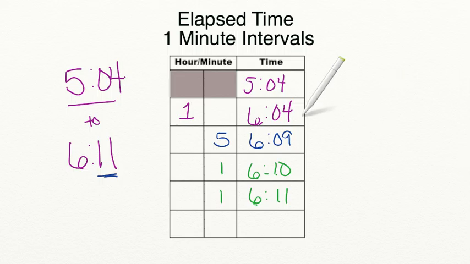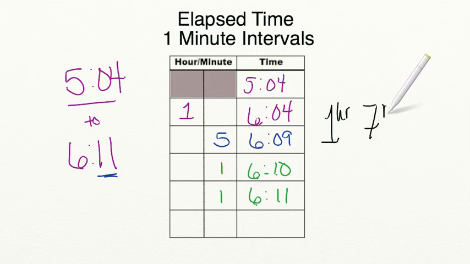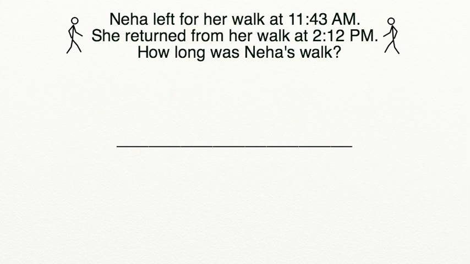And now all I have to do is add these together. I start with 1 hour, again making sure that I write down my units so I don't get confused, and then I add up my minutes. 5, 6, 7. 7 minutes. So now using this T-chart, I was able to find that 1 hour and 7 minutes pass between 5:04 and 6:11. Let's go ahead and practice this word problem together using a number line.